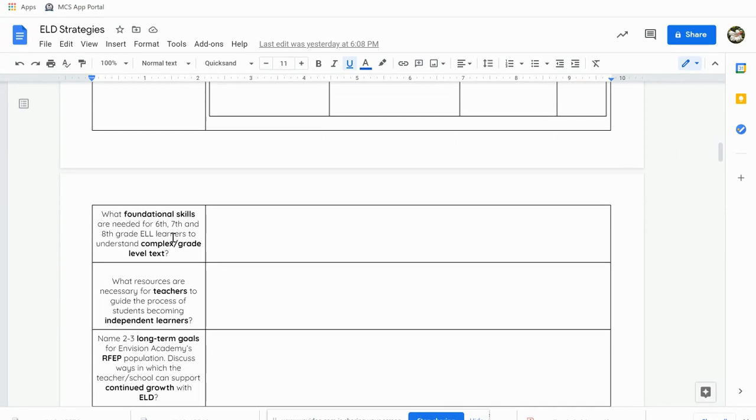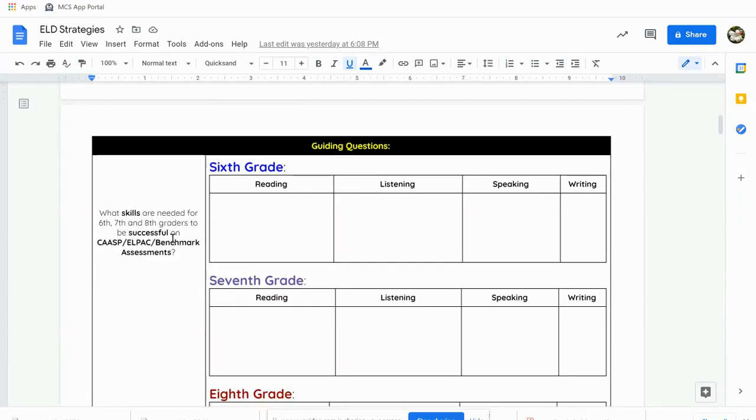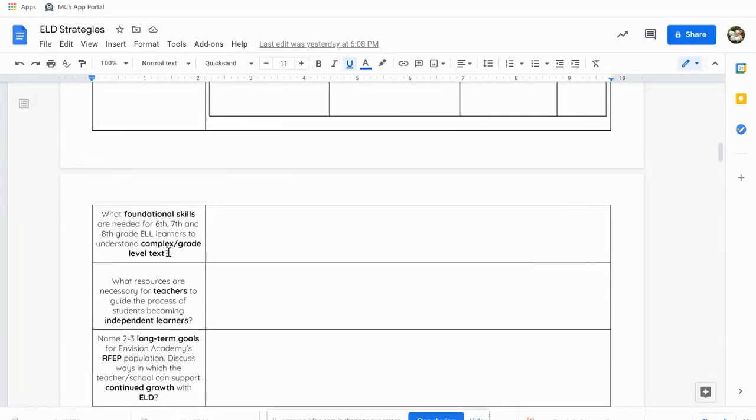Then we're going to move down with the same concept. What foundational skills are needed for sixth, seventh, and eighth grade ELL learners to understand complex grade level text? So I really want to be clear here. The first one is what skills are needed for testing, right? The next one is what foundational skills are needed in order for them to understand grade level text. So yes, once they take the test, they need to know figurative language. They need to know a little bit about narrative writing. They need to know a little bit about argumentative opinion writing.